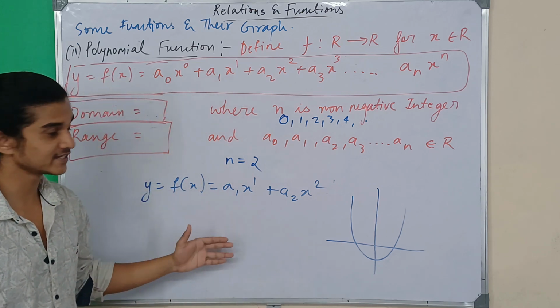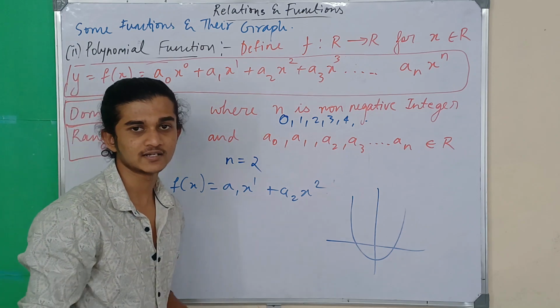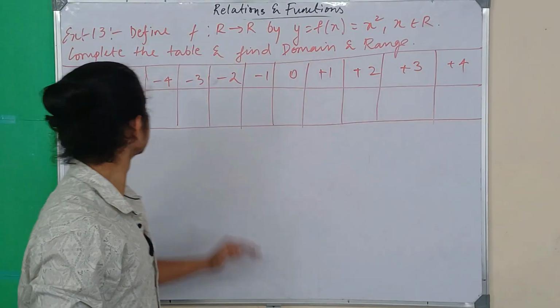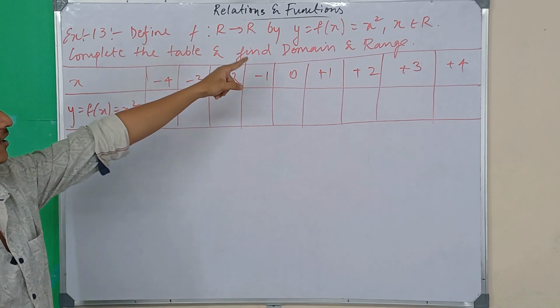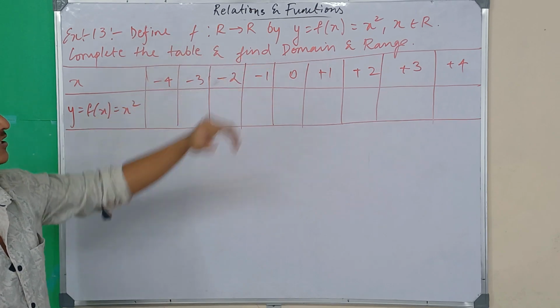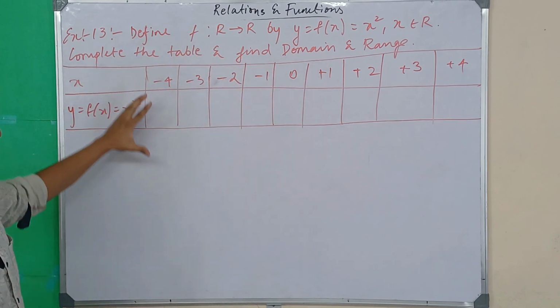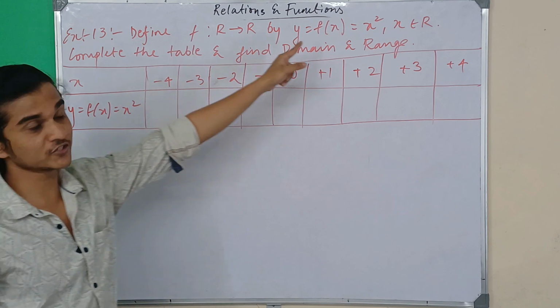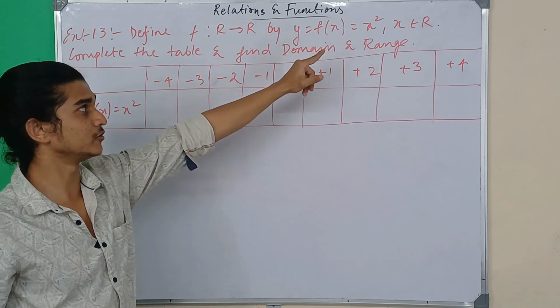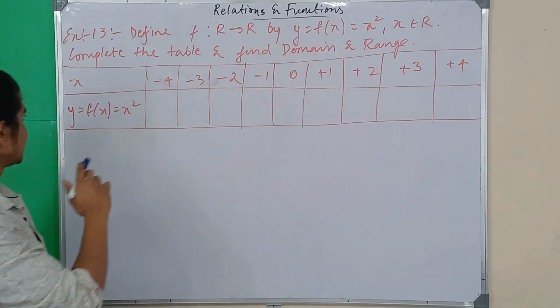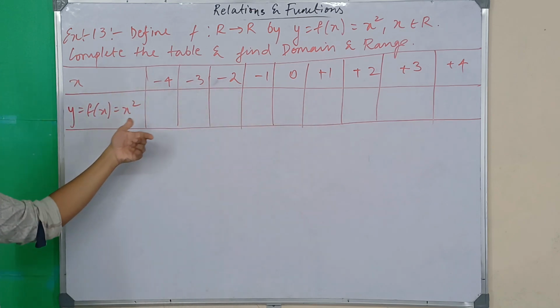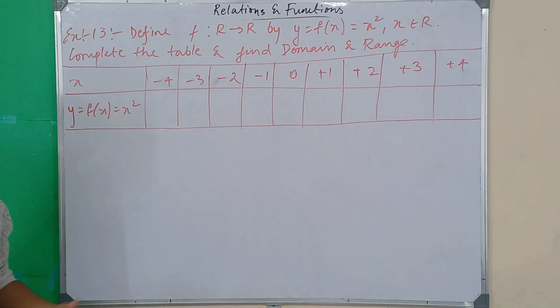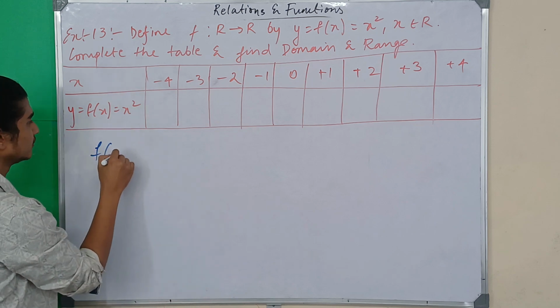So let us try to solve an example on polynomial function to understand it properly. The problem is example 13: define a function from R to R by y equal to f of x equal to x square, where x belongs to real numbers. We're supposed to complete this table and find the domain and range of this particular function. So we have this table. For x, they have given all the possible inputs, and we're supposed to find the outputs. Our function is f of x equal to x square.